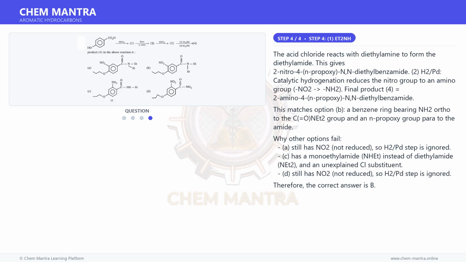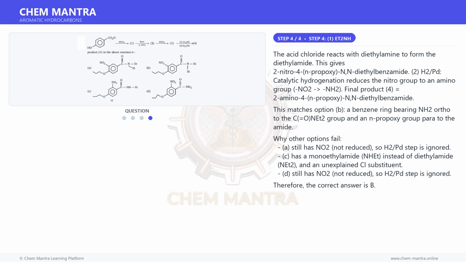And for the final step, the acid chloride reacts with diethylamine to form the diethylamide. This gives 2-nitro-4-n-propoxy-N,N-diethylbenzamide. H2/Pd catalytic hydrogenation reduces the nitro group to an amino group, NO2 to NH2. Final product 4 is equal to 2-amino-4-n-propoxy-N,N-diethylbenzamide.